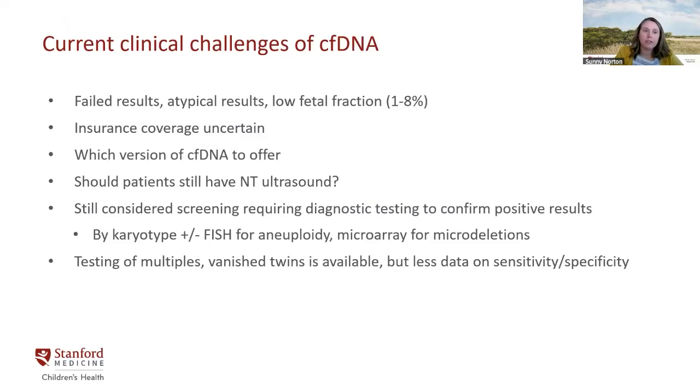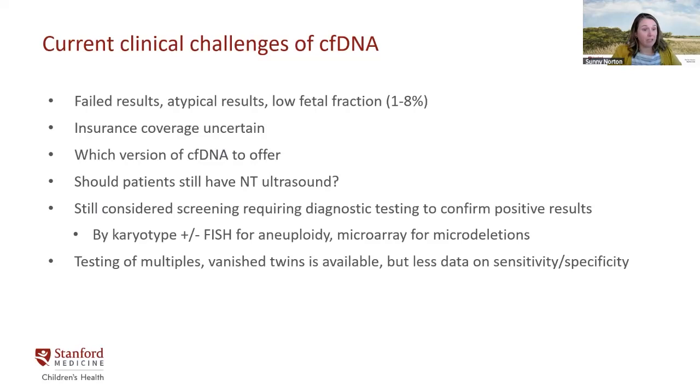So some challenges that we currently face with cell-free DNA: we can still see failed results, atypical results, low fetal fraction. Insurance coverage is still somewhat uncertain. It is difficult to determine which version of cell-free DNA we should offer. Do we want to offer as much as possible or stick to the things that have a higher detection and positive predictive value?